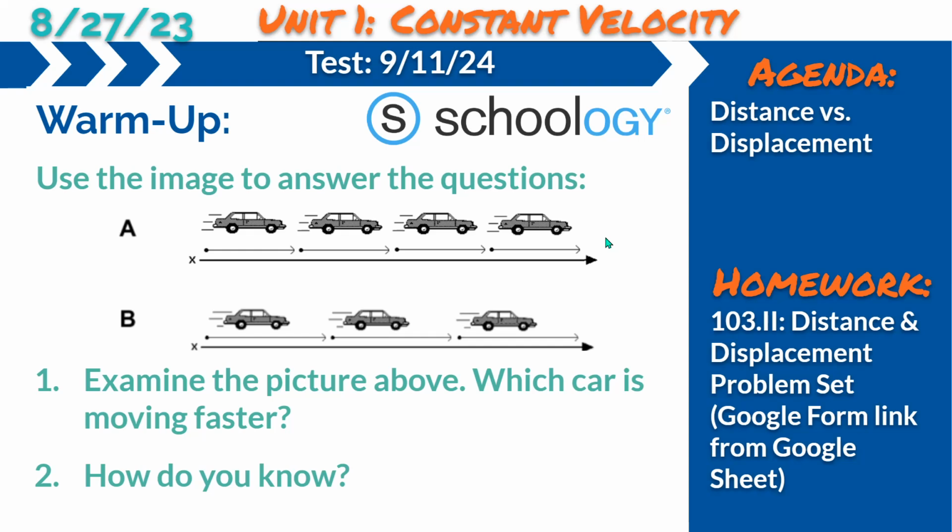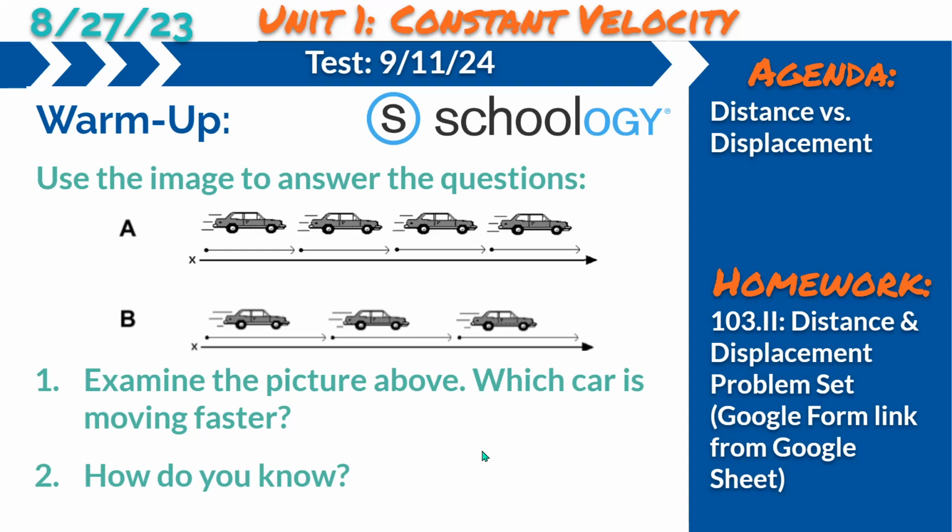Or you could just look at the length of the arrows, because they each represent 1 second. If you go a greater distance in the same amount of time, then of course you're moving faster. Okay, so car B is moving at a faster rate of speed, and on a motion map we can tell that by just looking at the length of the arrows, because that shows how far they're moving each second. Questions about the warm-up? Anybody have any questions?